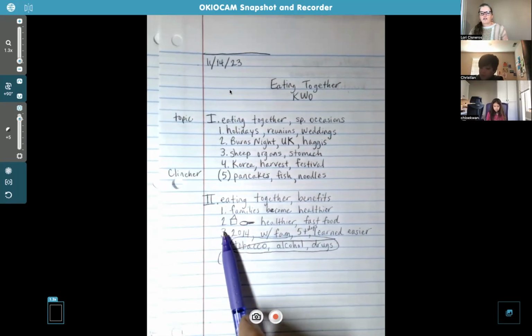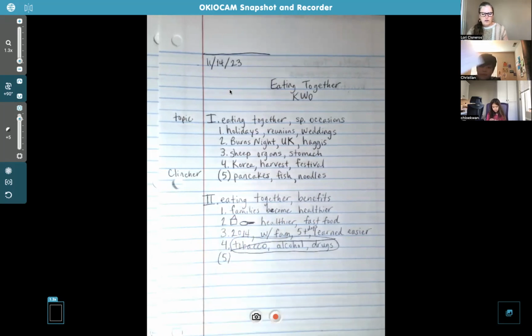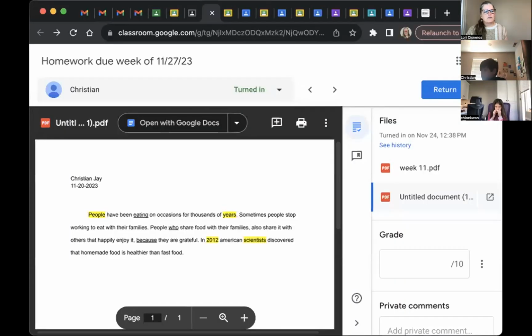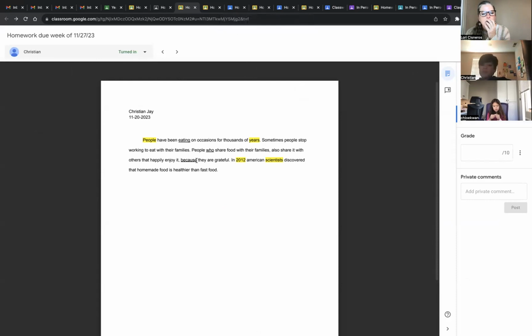So this paragraph, Christian, will only have 5 sentences. Now, I did want to point out, Christian, in the one that you turned in already, let me pull that up again here. Okay. In this one, you accidentally talked more about the benefits rather than the special occasions here. So the first paragraph should have been mostly about special occasions. Does that make sense, Christian?